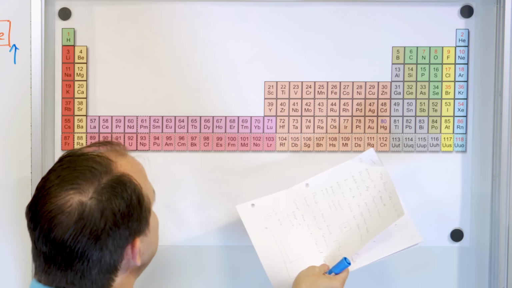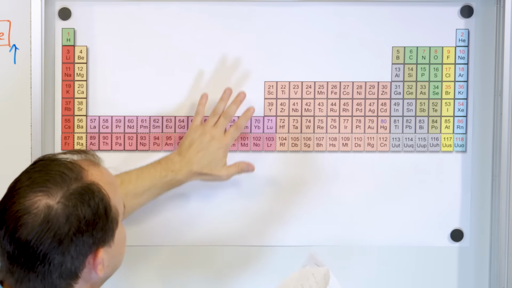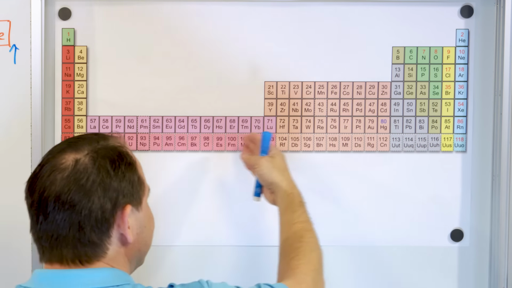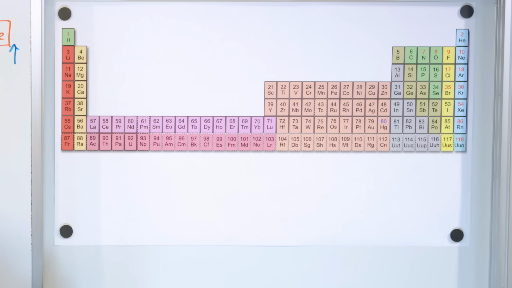This is going to help us a lot when we study electrons to know what these different areas of the table are. But you just don't usually see it like this because you can't print it on a page very easily. All right.